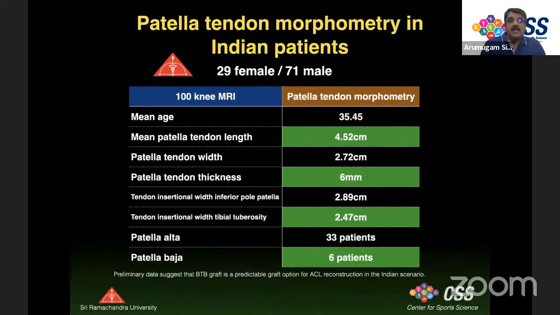And we presented this in the IAS Con Calicut. In fact, it was selected for the final medal paper: 100 knee MRI and the morphometry of the patella tendon. What we presented was that BTB graft is a predictable graft option for ACL reconstruction. So you don't have to have surprises. Patella, tendon length, those things can be very well assessed beforehand, and accordingly you can adjust your technique.